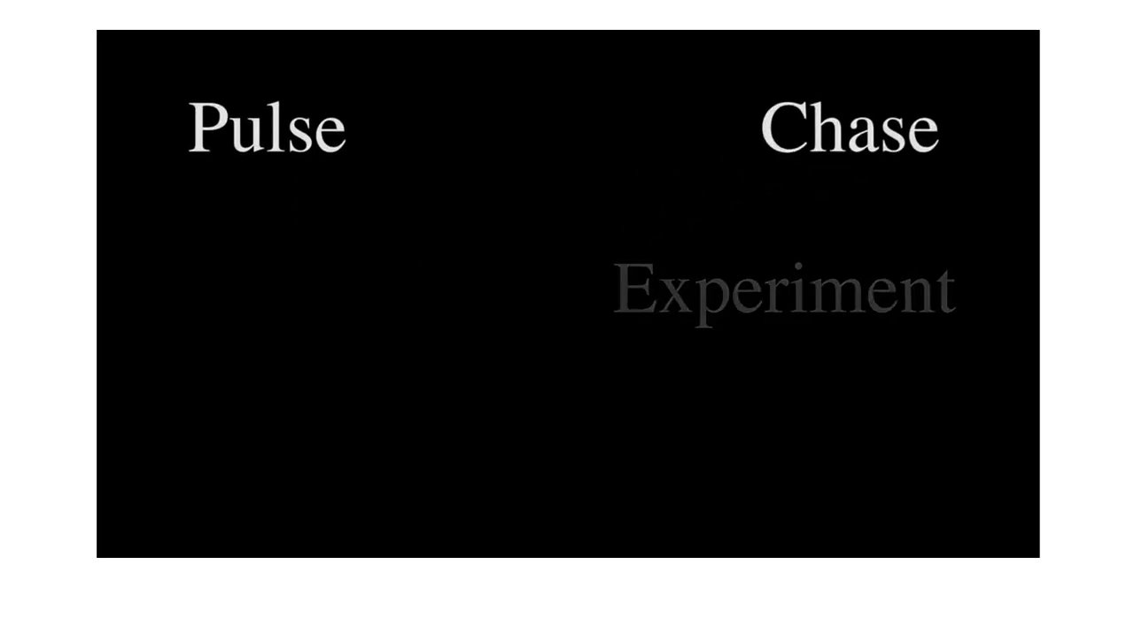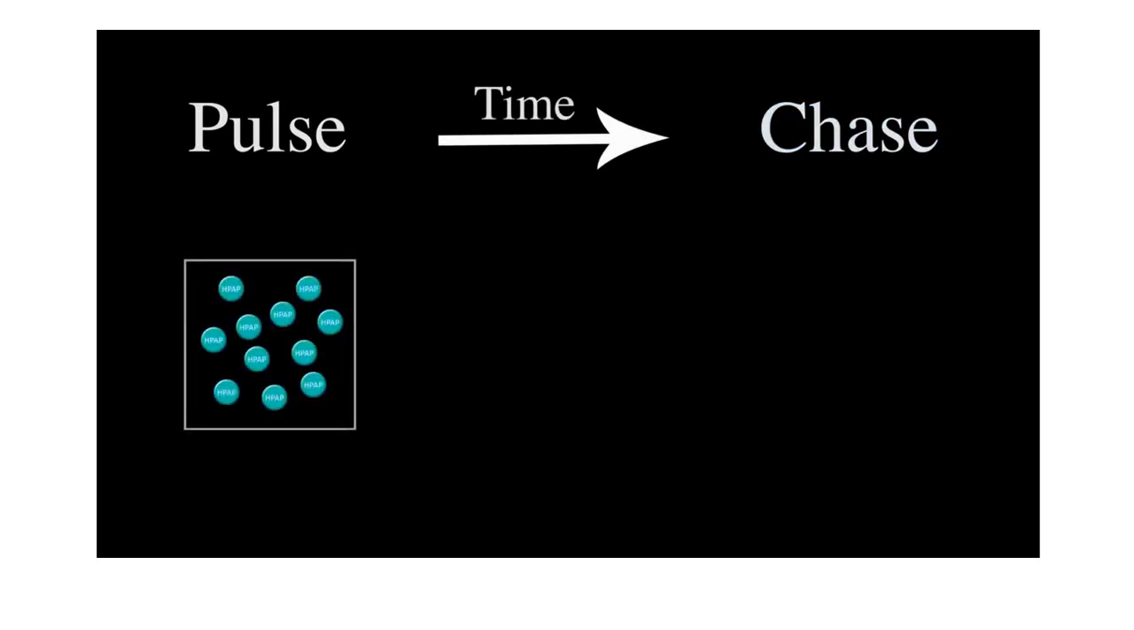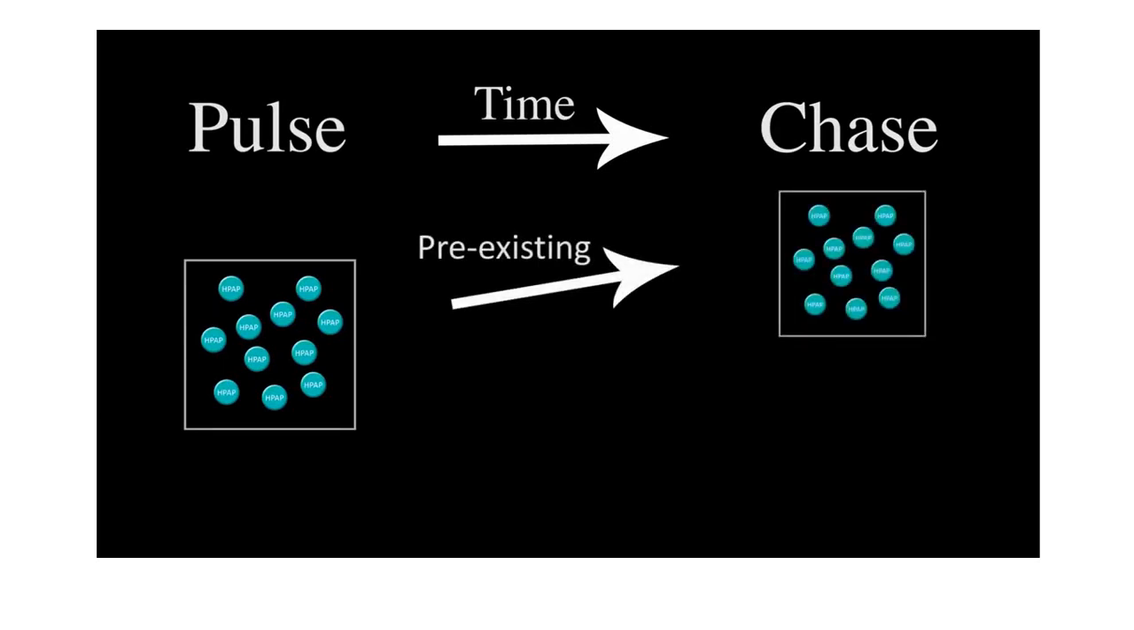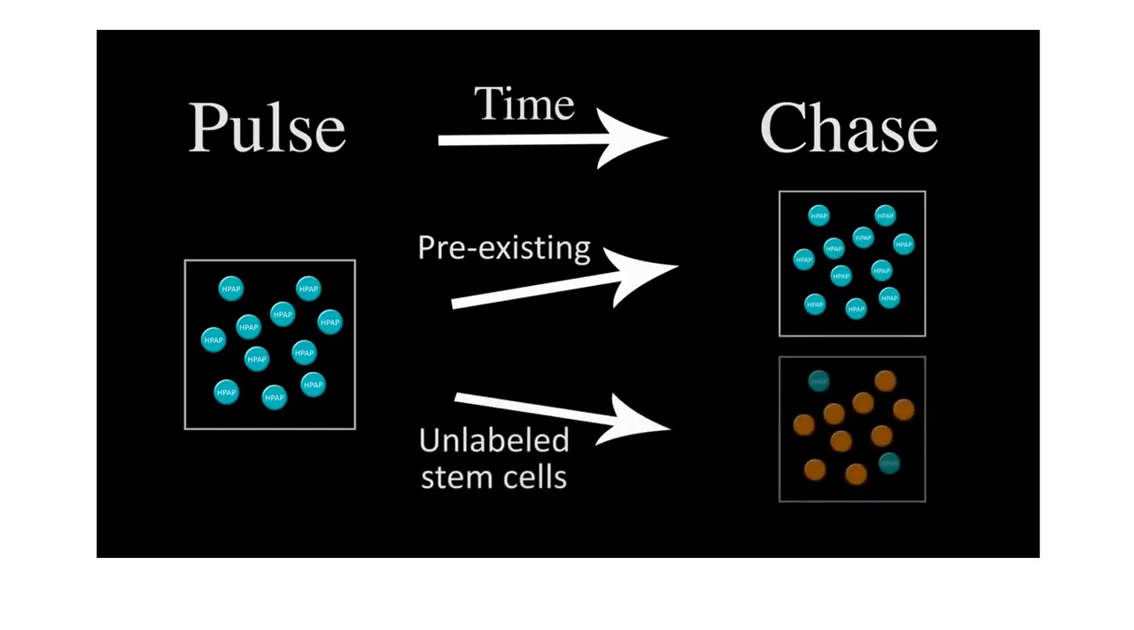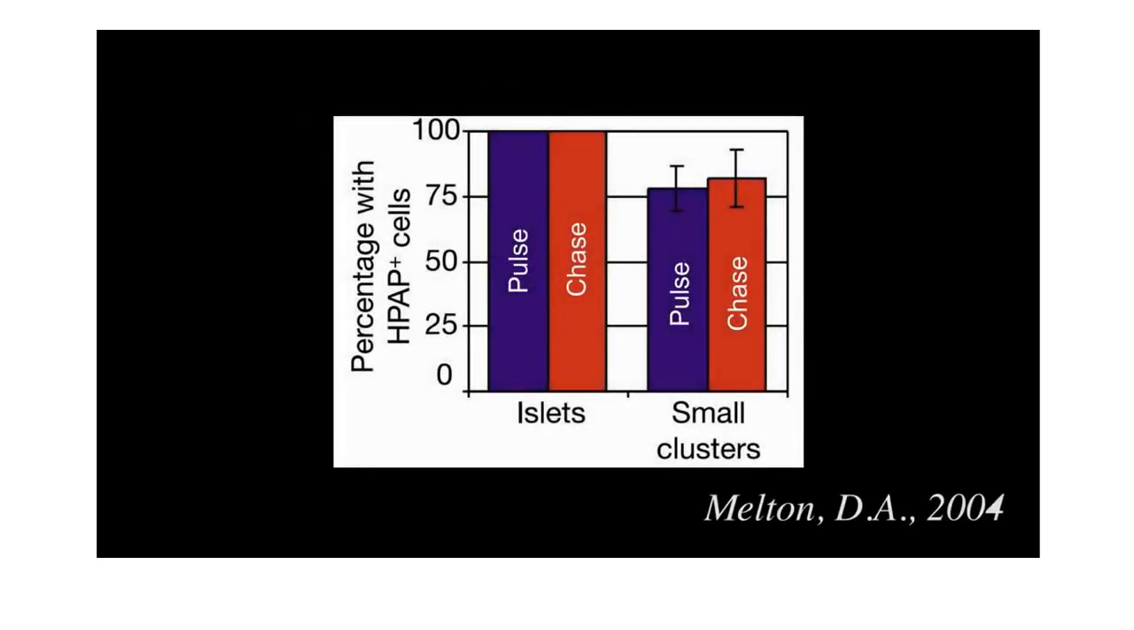Using these mice, the Melton lab performed a pulse-chase experiment, the pulse being the set of cells labeled by HPAP using Cre recombinase in the pancreas, and the chase being the set of cells that had the label after a given amount of time. Starting with a population of fully labeled beta cells, they hypothesized that if new beta cells arose from pre-existing ones, the percentage of stained cells wouldn't change. However, if they develop from unlabeled stem cells, the new population will have a much smaller percentage of labeled cells. Their data show that the percentage of labeled cells remained constant, which suggests that new beta cells were derived from pre-existing ones rather than from stem cells.